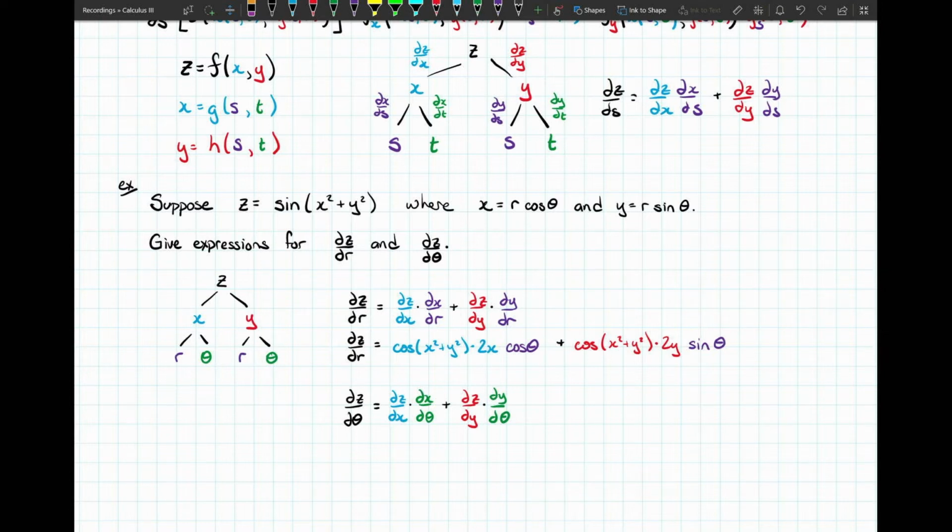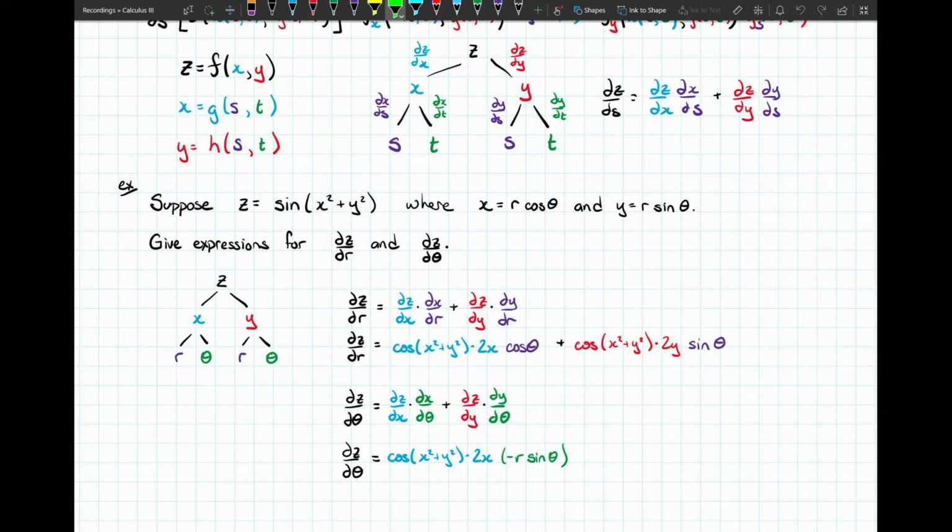We know that the partial derivative of z with respect to x is cosine of x squared plus y squared times 2x. But this time around, we're going to be taking a look at del x by del theta. Looking at x equals r cosine theta, we're going to be treating r as our constant, taking the derivative of cosine theta now. That's going to give us negative sine theta times r, or just negative r sine theta.